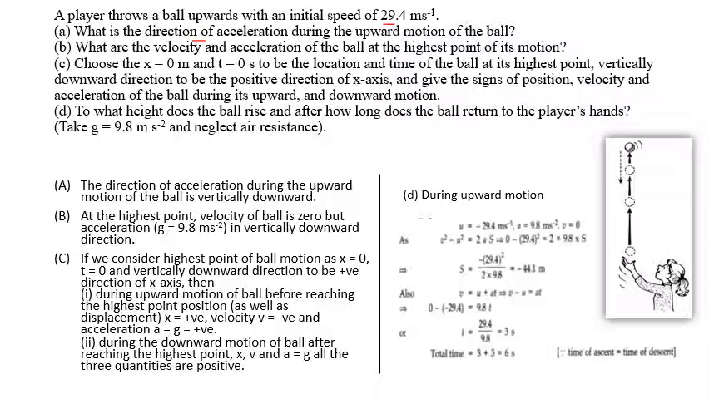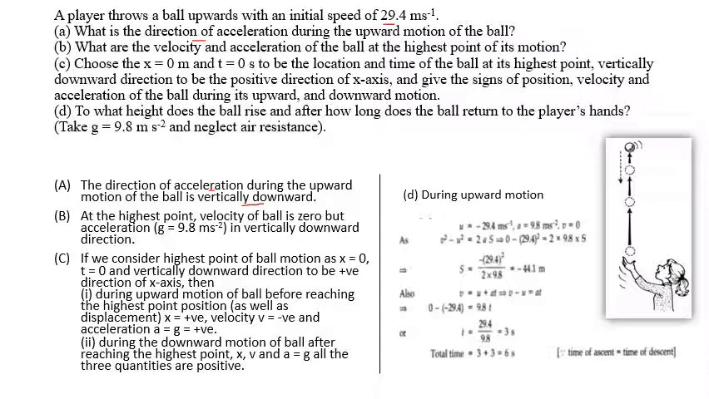All right, so look at the diagram. A player is throwing a ball upwards with the initial speed of 29.4 meters per second, right? So what is the direction of acceleration? The ball's acceleration is gravitational acceleration, which is always towards the downward direction, right? So this is the direction of acceleration.